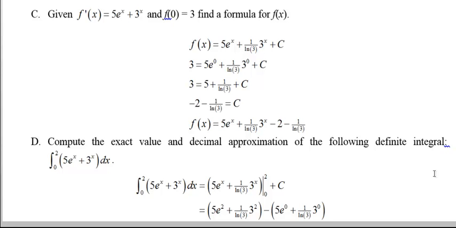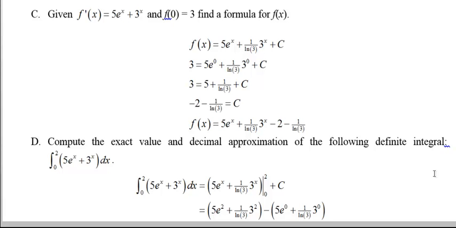Well, we do that by plugging in the x and y values that are given. F of x, or y, is 3 when x is 0. Plugging in x equals 0, e to the 0 and 3 to the 0 are both 1. So this becomes 5 plus 1 over ln of 3 plus c equals 3. Subtract 5 from both sides. 3 minus 5 is negative 2.